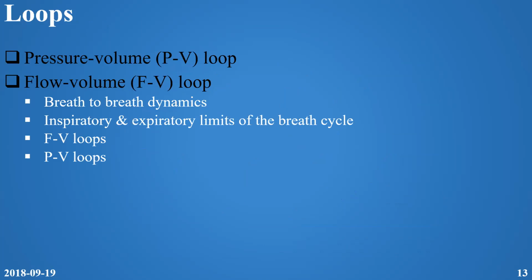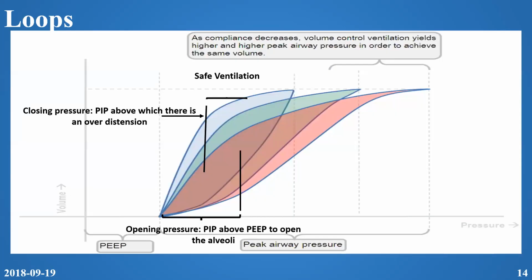Loops are not against time. It's a parameter against parameter. Don't look at the details. Just remember, parameter against parameter. So you can see here is volume against pressure. And you can see it's one cycle. It does not show us the trend, because it only shows us one cycle. That's why it shows the dynamic, the changes in one cycle.